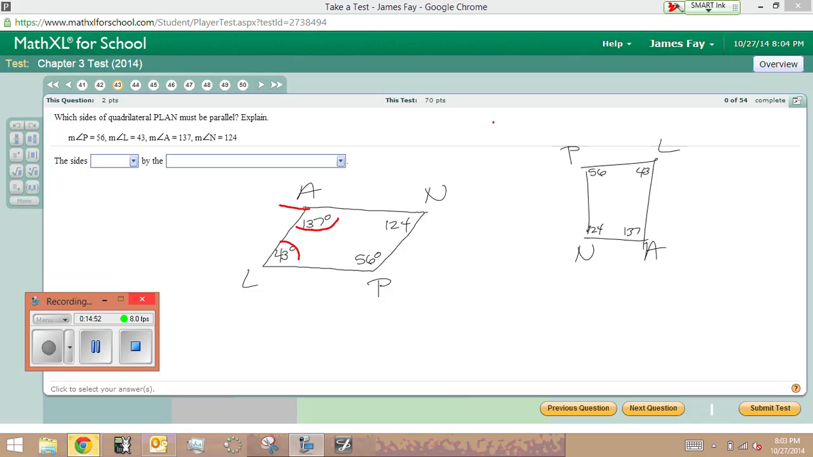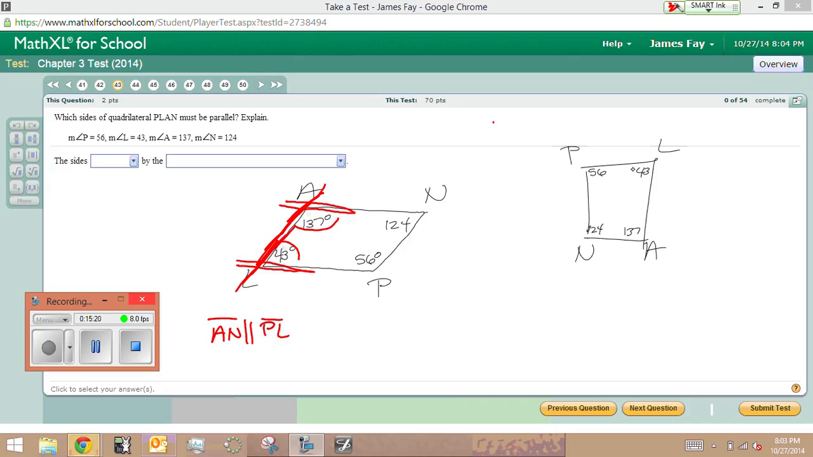So if I looked at that line and that line being parallel and cut by that transversal, okay, we would say that AN is parallel to PL, okay, by the converse of the same side interior angles postulate. Same thing over here.